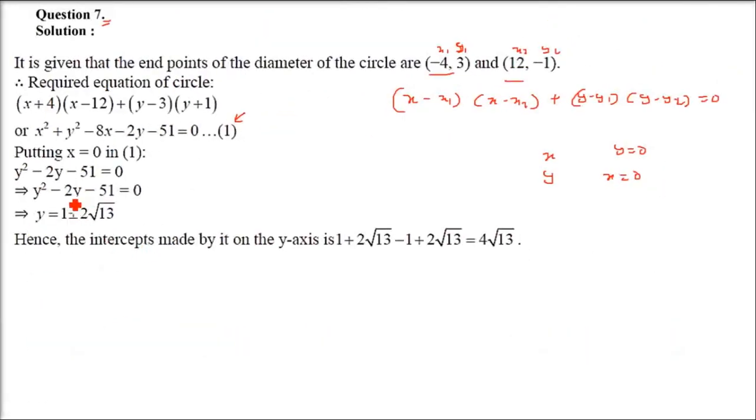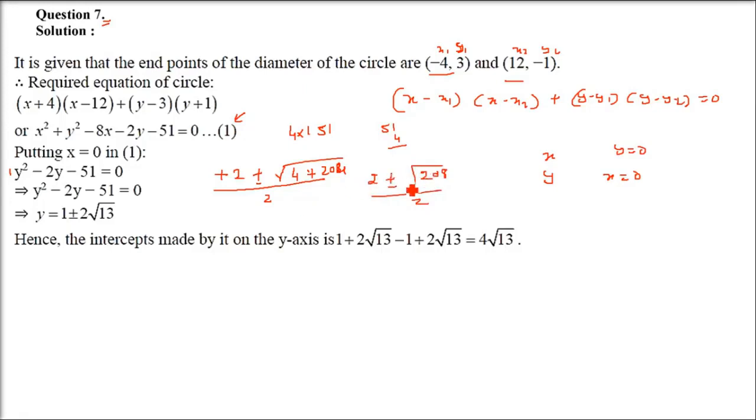y will be equal to, just use the Sridharacharya formula, that is minus b plus minus under root b square minus 4ac by 2a, where a is 1, b is minus 2 and c is minus 51. So minus b is plus 2, plus minus under root b square, which is 4, minus of minus 4ac, that is 4 into 51. So what do you get here? 50 into 4, 200, so 204 you get. And this is not 208, this is 204. When you add it with 4, that will be 208. So you get 2 plus minus under root 208 here. 204 plus 4.